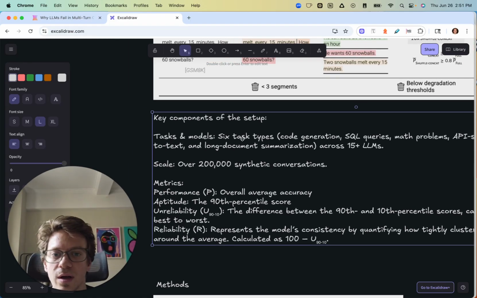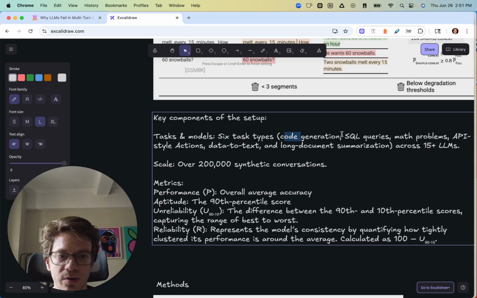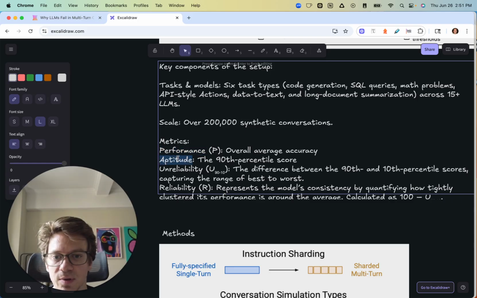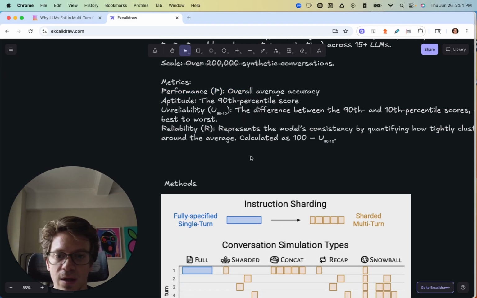And so a couple of different task types: code generation, SQL queries, math problems, 200,000 conversations, performance, aptitude, reliability, unreliability. We're going to focus mainly on performance.